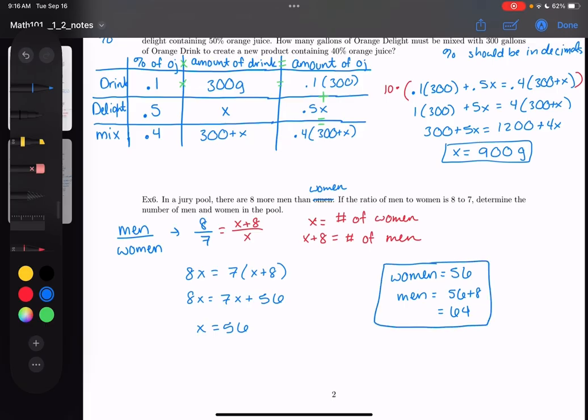I know I went through that one pretty quickly, but it's just proportions, which is something that I would have expected you to see already.